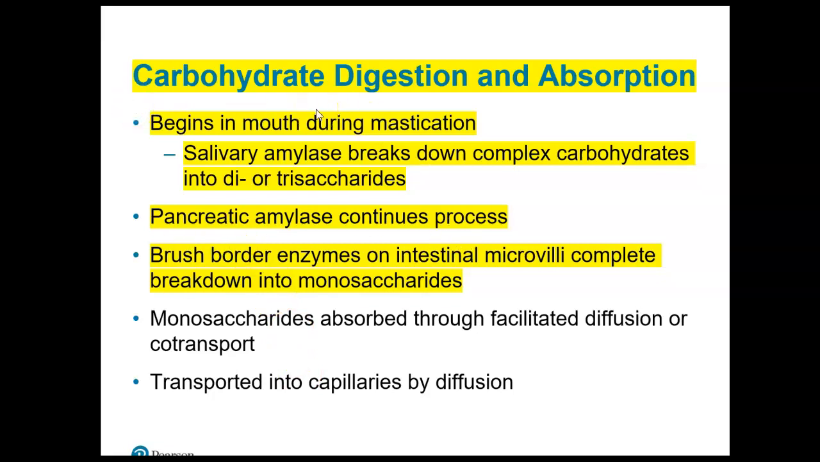A little bit about carbohydrate digestion and absorption is that carbohydrate digestion begins in the mouth during mastication or chewing. Salivary amylase breaks down complex carbohydrates like starch into larger sugar molecules. Pancreatic amylase in the small intestine continues breaking down carbohydrates into sugars. And then also the brush border enzymes will break down carbohydrates into monosaccharides.